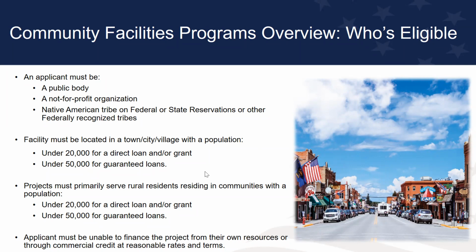The last thing here, and it doesn't usually become a factor for many healthcare facilities, but if an organization is able to fund the project through their own resources, or able to go out and work with the banking community to get reasonable rates and terms, then the community facilities program is not allowed to provide funding for that type of project. So we do have what we call an other credit provision. If you can get other credit, then you're not eligible for the CF program.